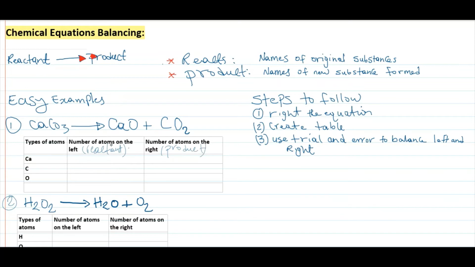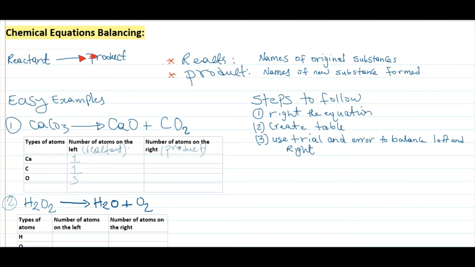Now let's count the number of atoms on the left side. We have calcium on the left side. How many calciums are there? There's only 1. What about how many carbons? There's only 1 as well. So the first example is easy. How many oxygens on the left-hand side? There's 3. As you can see, there's calcium carbonate, CaCO3, so there's 3 oxygens.